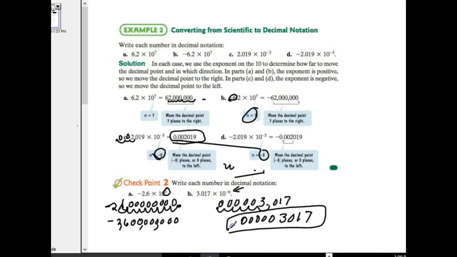Okay, and that's the way you work those. Positive means move your decimal to the right. Negative means move your decimal to the left.